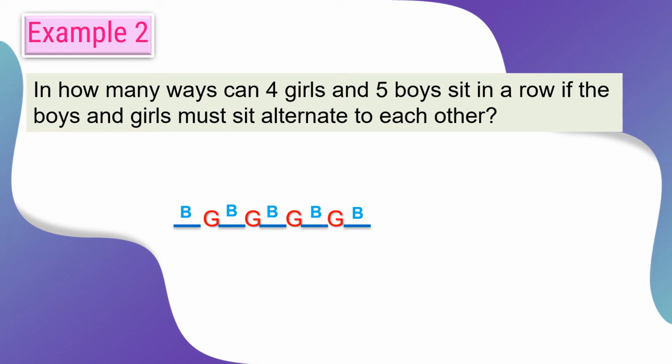Next, example 2. In how many ways can 4 girls and 5 boys sit in a row if the boys and girls must sit alternate to each other? The information: we have 4 girls and 5 boys. The condition: boys and girls must sit alternately.